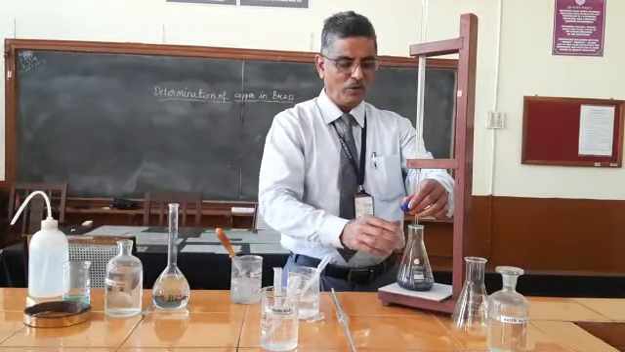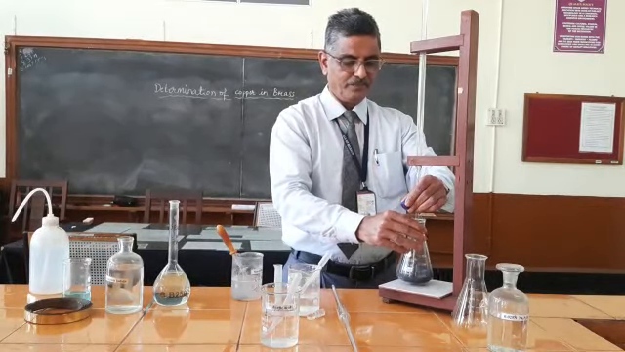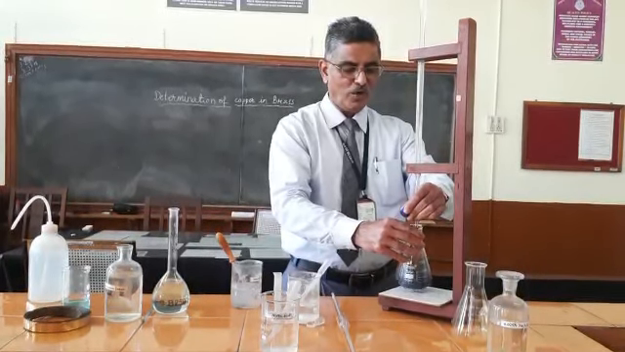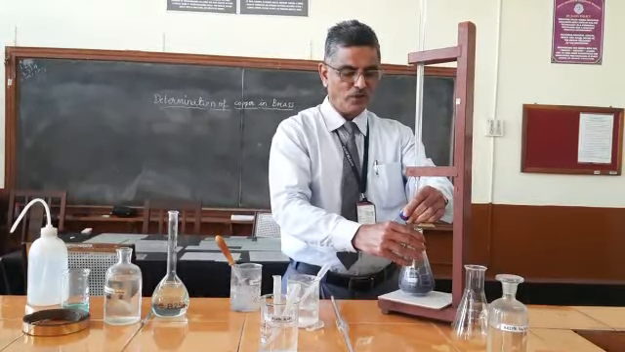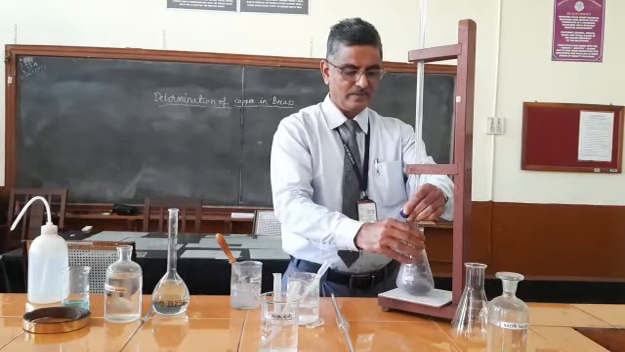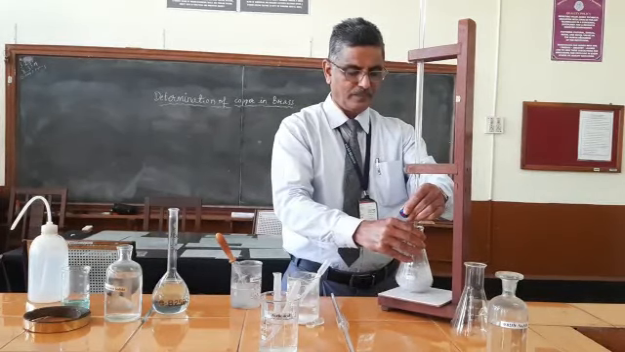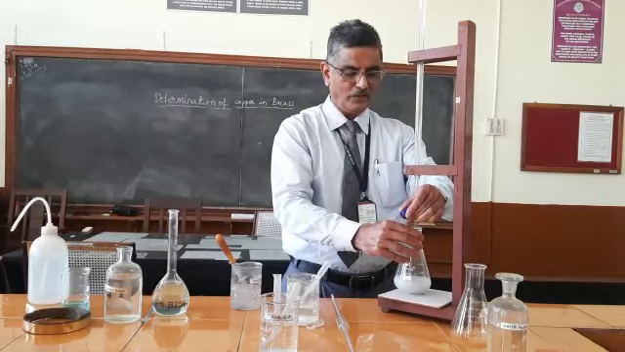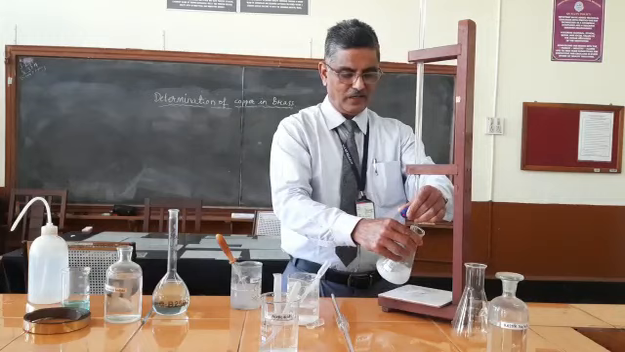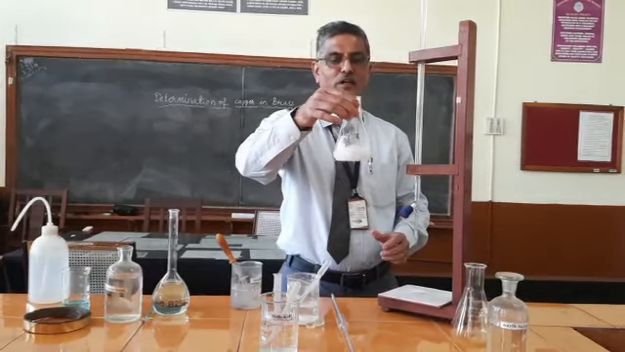And once you get that blue color, continue the titration against sodium thiosulfate. And when the blue color disappears, that indicates what? All the iodine has reacted with sodium thiosulfate solution. Now you can see the color has almost disappeared. Just check it. Add 1 or 2 drops excess and see that the solution becomes milky white. That's the end point of the titration.